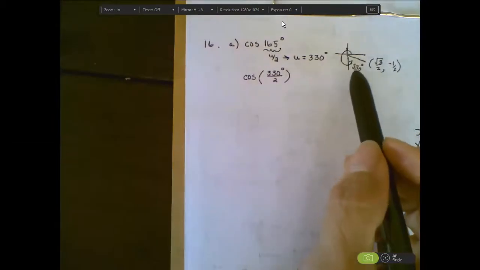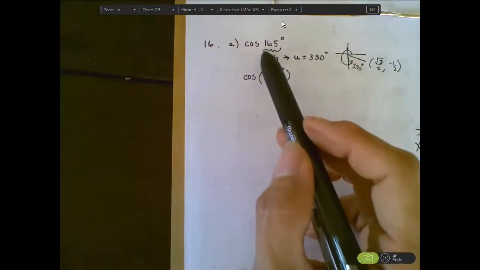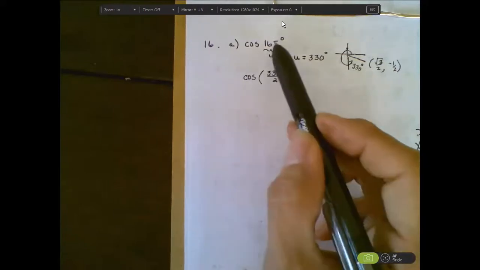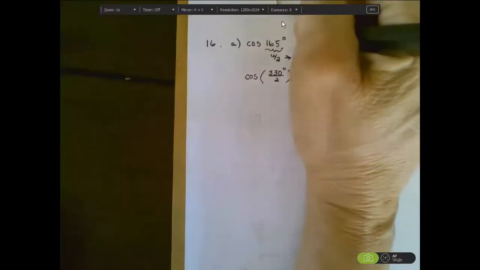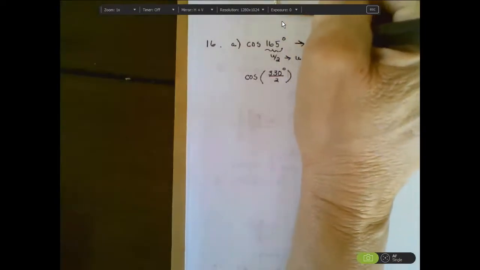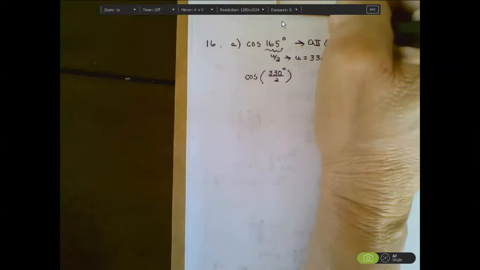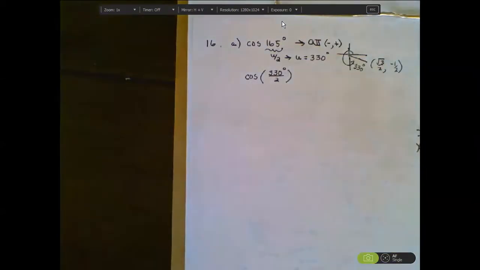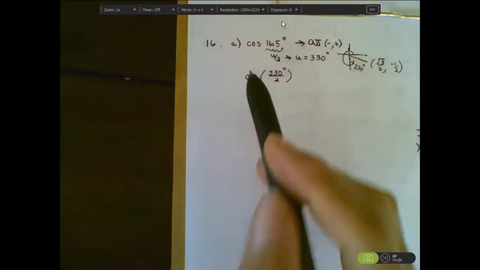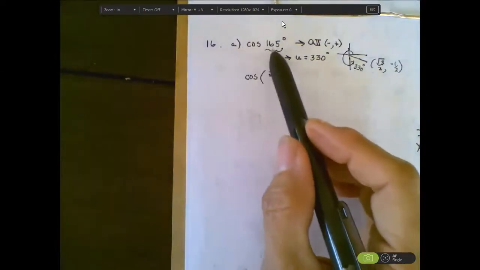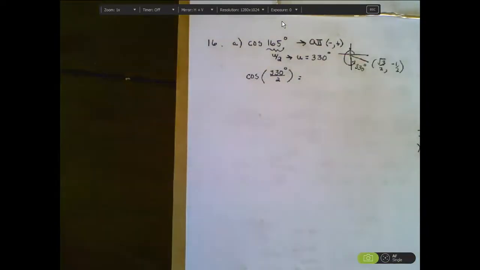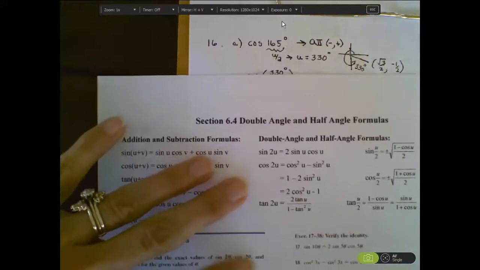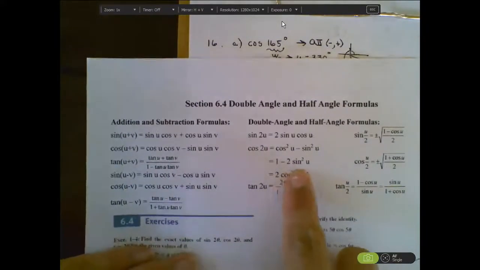U lies in the fourth quadrant, but where does a half of that lie? Where is 165 degrees? Would be in what quadrant? Second quadrant. All right. Second quadrant, where my x's are negative, but my y's are positive. So cosine of 165 degrees would be, let me show you the formula. Eeny, meeny, miny, mo, let's use this one.